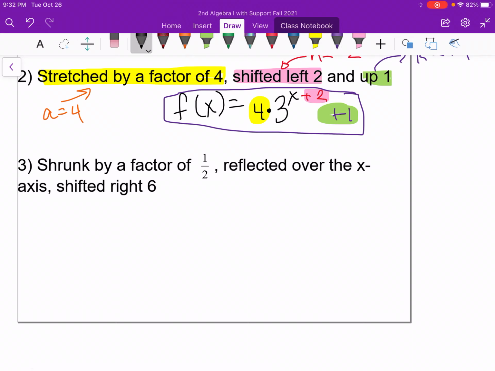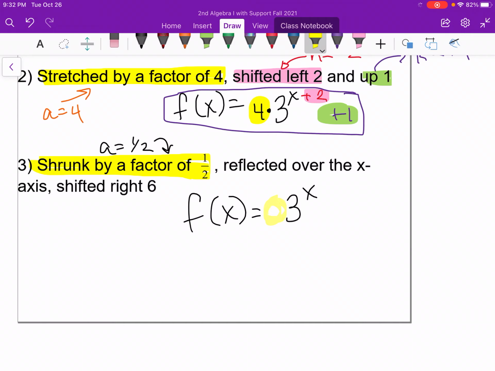And next, start out with f of x equals 3 to the x. And we're going to start with this first one. Shrunk by a factor of 1/2. So that means that a is 1/2. So here's a right up front. So that's 1/2 times 3 to the x. Next, it's been reflected over the x-axis. So that means that a is negative.